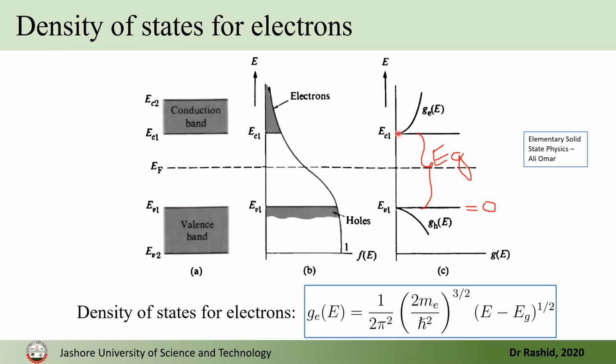Now, in this region, no electron can stay. That is, there are no states that an electron can occupy. Above EC1, there are states. So when we assume this to be 0, the density of states in this region is 0, and it starts to increase as the energy increases from EC1. So we write it, the energy here is E minus EG.